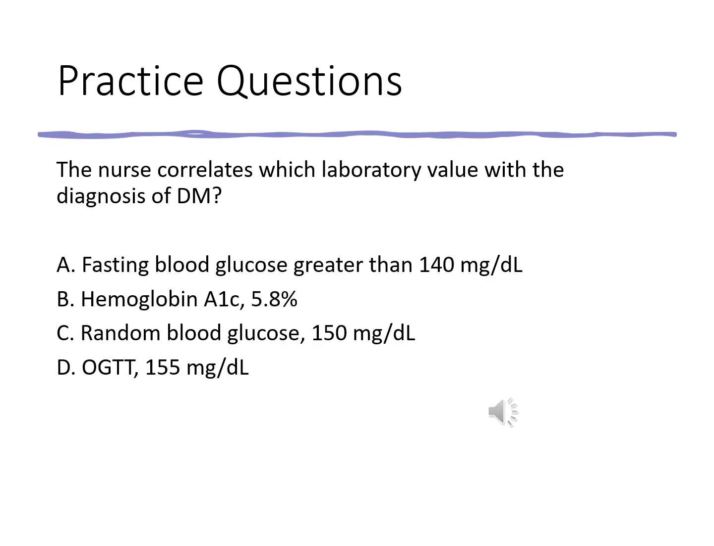Correlates which laboratory value with the diagnosis of diabetes? So that would be A, fasting blood glucose of greater than 140. The others are indicative of prediabetes. So 140, you haven't eaten in a long time, your blood sugar is still super elevated. So that's definitely a good direction for us to consider diabetes as a diagnosis.